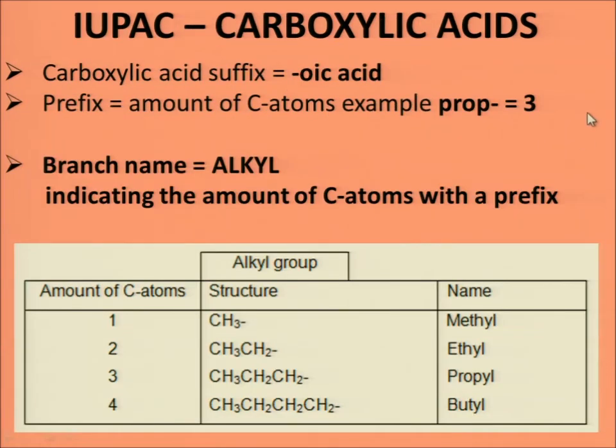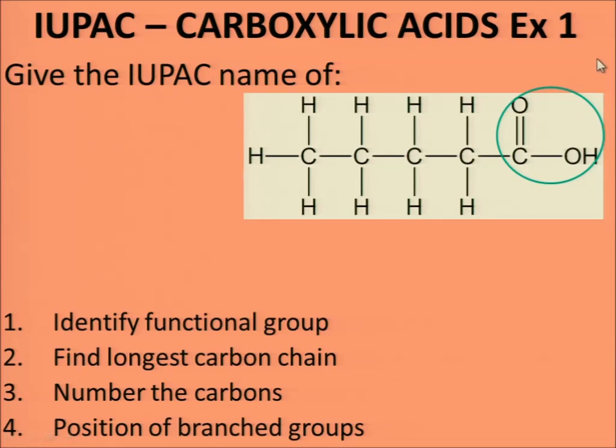IUPAC names for carboxylic acids. The suffix is oic acid, and then the rest of the name is determined like always. Example 1. The IUPAC name of this molecule. Here is the clue that tells you this is a carboxylic acid: carbon, double bond oxygen with a hydroxy there. So now the first step is always to identify the functional group. That is this part that tells you this is a carboxylic acid.